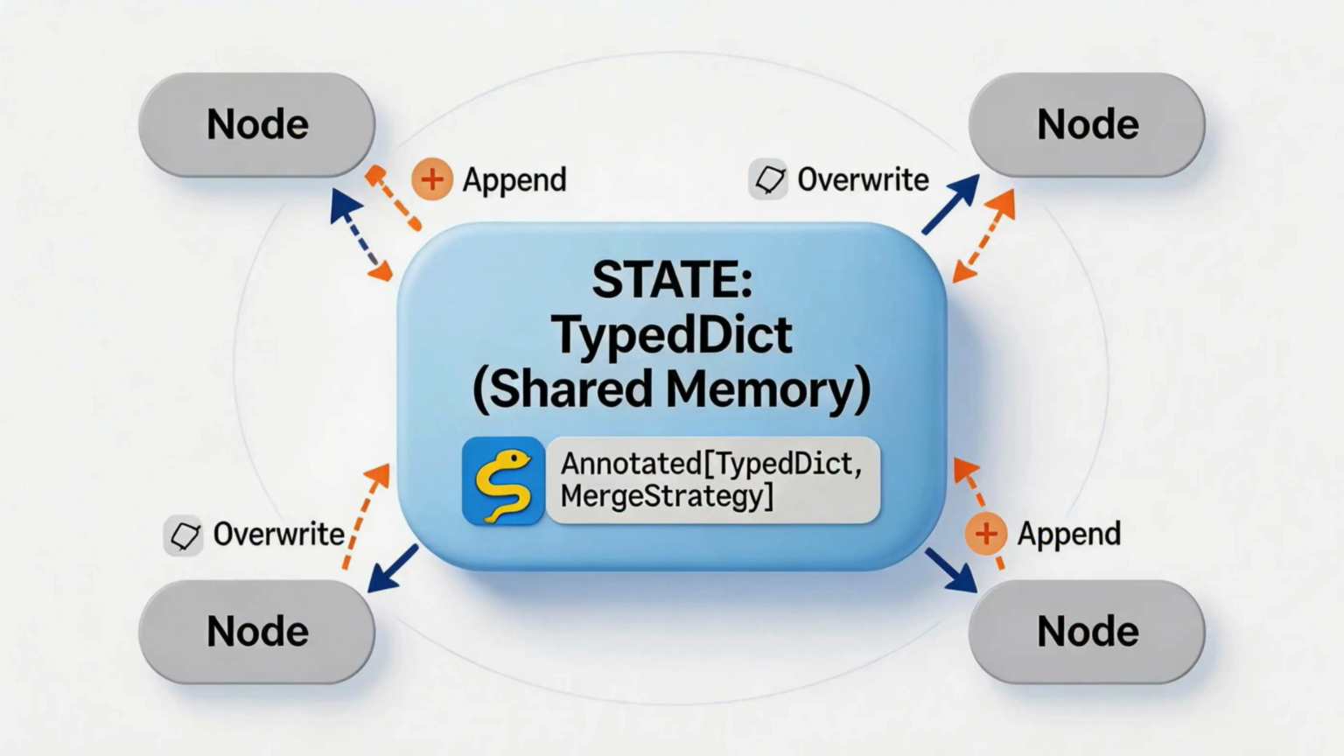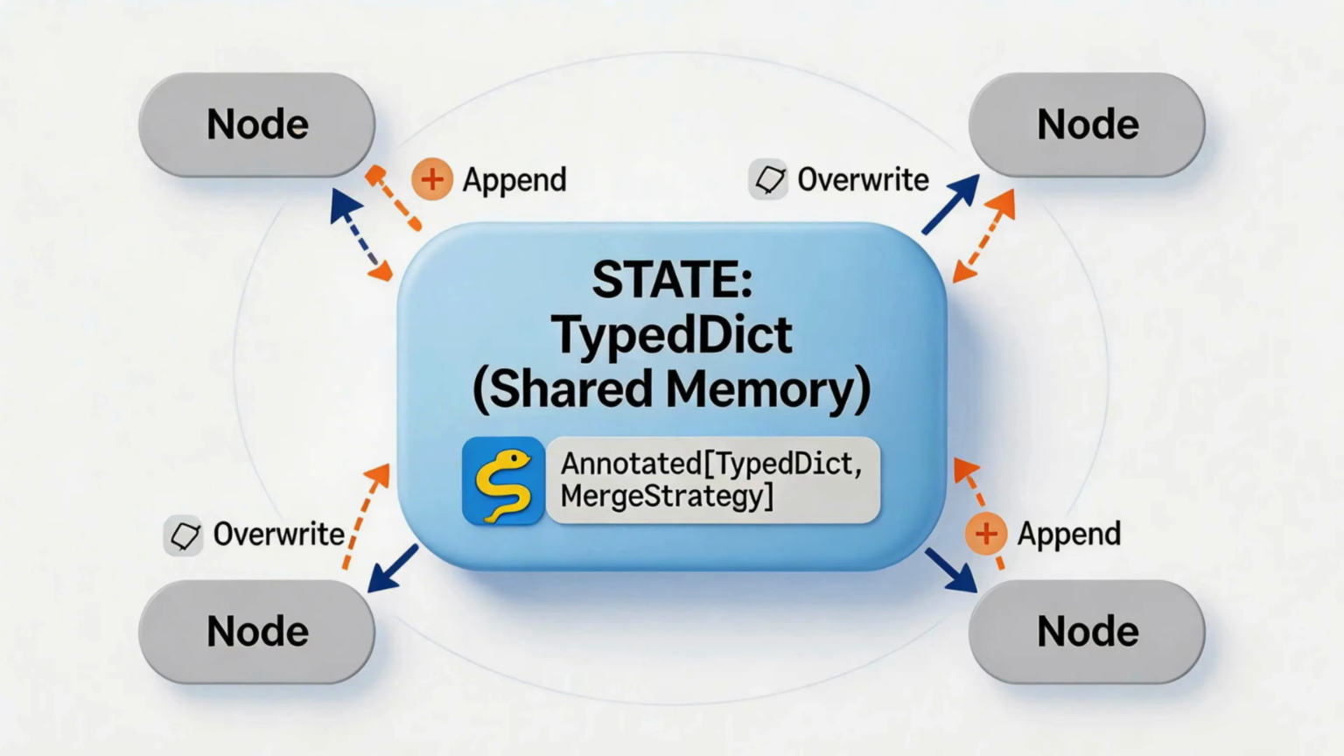The first one is state. State is a typed dict. It's the shared memory of the entire graph. Every node receives it and returns a partial update. LangGraph merges the update back in. That merge strategy, whether to overwrite a field or append to it, you control with Python's Annotated type hint.